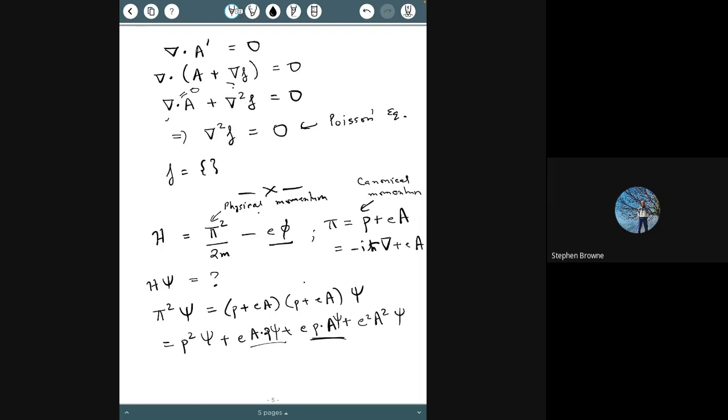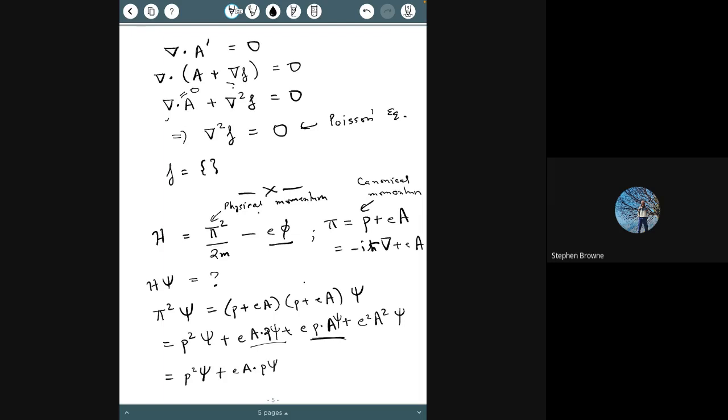So you have to be careful. You cannot just say A dot P equals P dot A. That is the difference between operating or deriving things with operators and deriving things with vectors. So this is this, and then you have P squared psi. And so this one is just E A dot P psi.